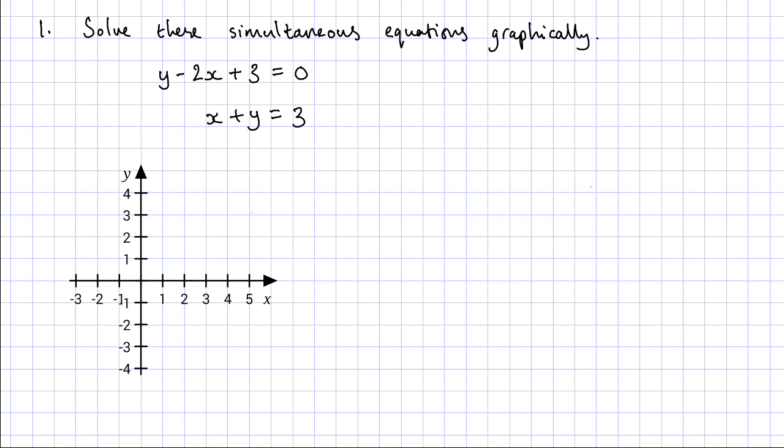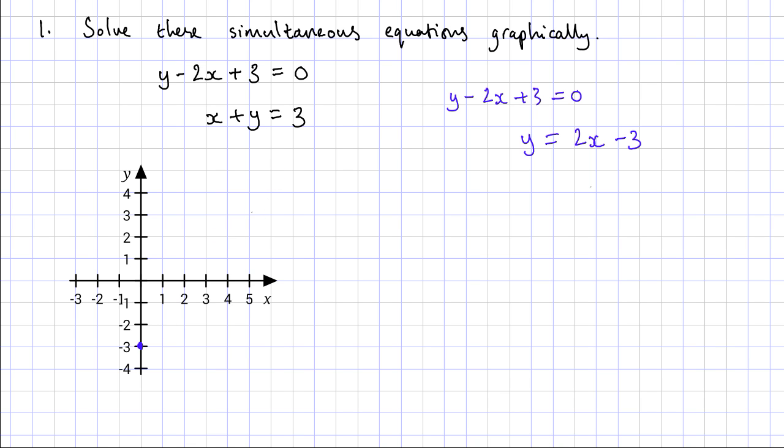I think it will help me if I rearrange the equation. So if I have y minus 2x plus 3 is equal to 0, if I rearrange it to make y the subject, I will have y is equal to 2x minus 3. Now I can see my y-intercept is going to be minus 3, so I'm just going to mark that on my axis. So that's going to be here. Now I need to find another point so that I can draw this graph.